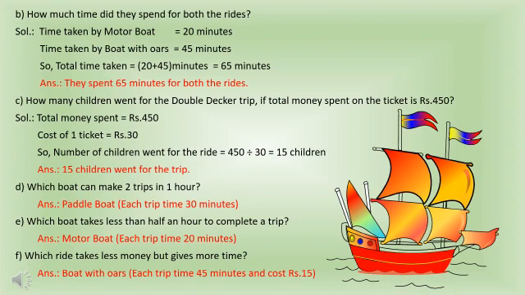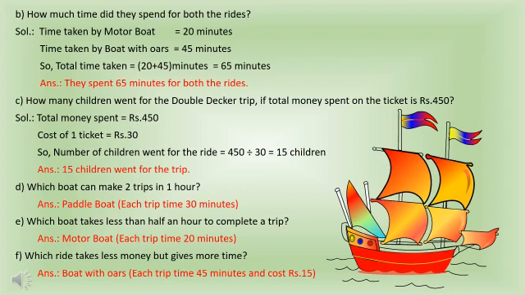Now we will find out how much time did Indra and Bhanu spend for both the rides. Solution. Time taken by motorboat is equals to 20 minutes and time taken by boat with oars equals to 45 minutes. Therefore, total time taken by both the boats is equals to 20 minutes plus 45 minutes is 65 minutes. So, they spent 65 minutes for both the rides.